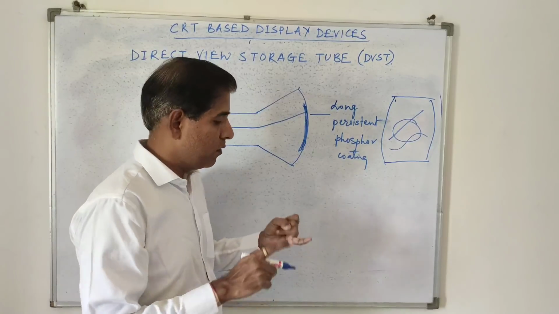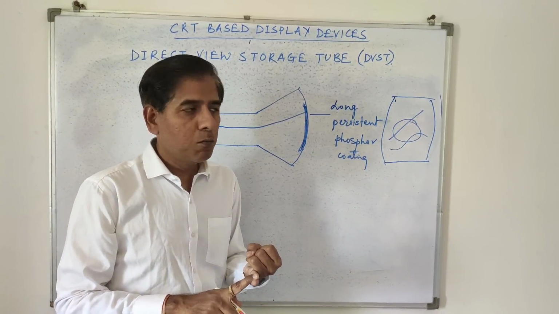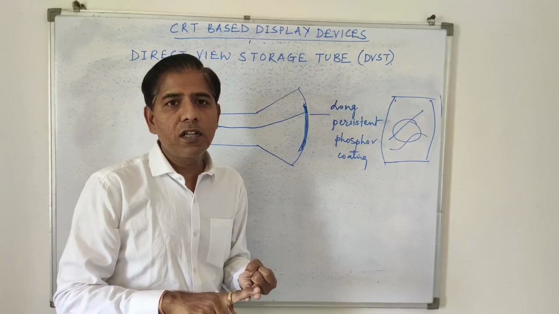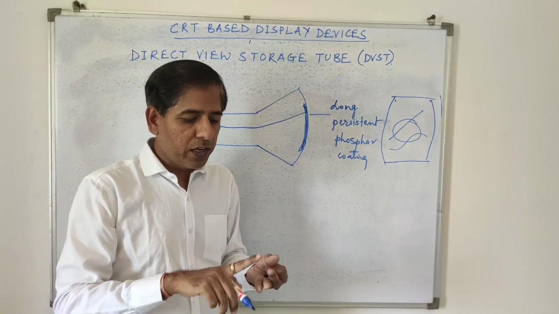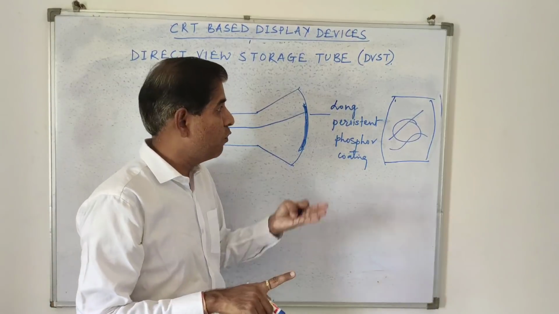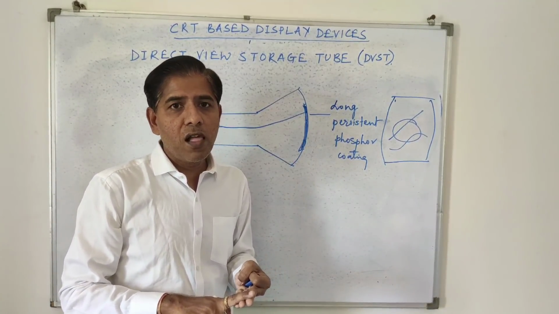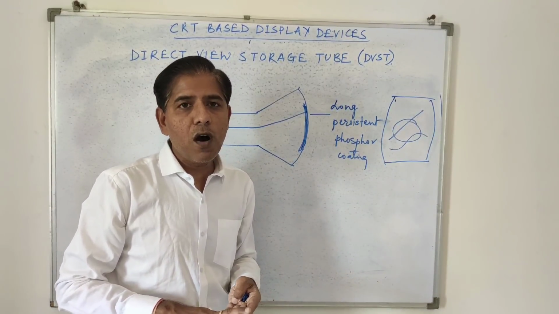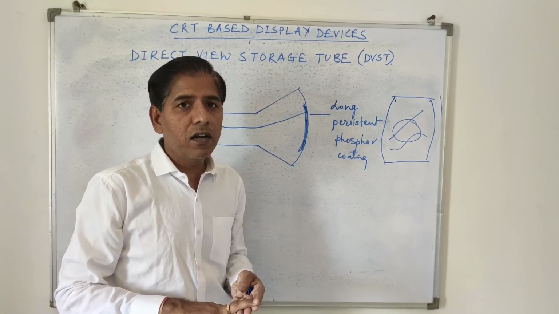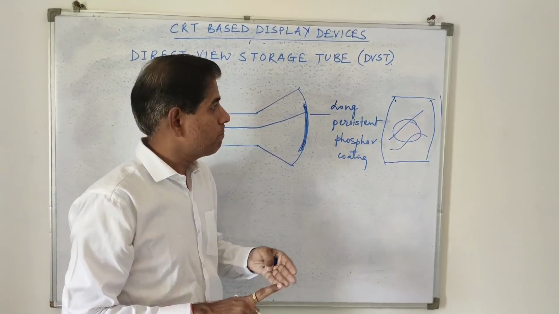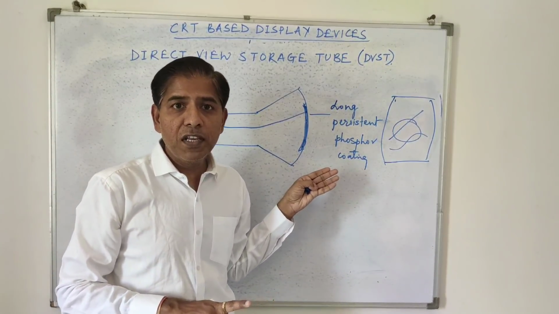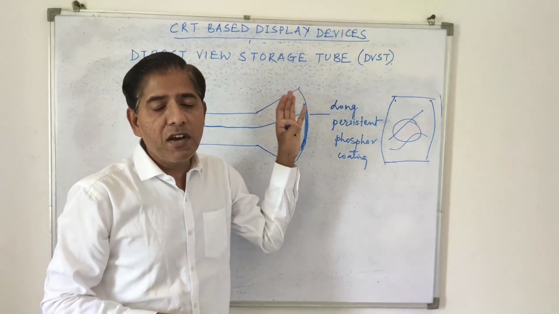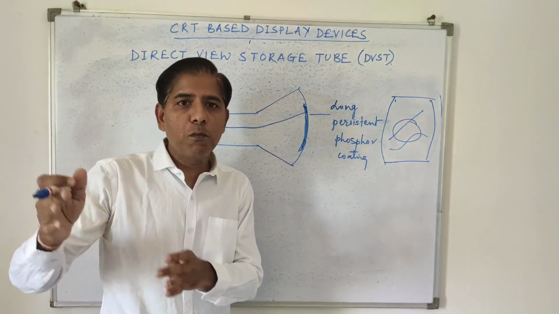So DVST is direct view storage tube. It has long persistent phosphor coating. Once an entity is drawn, it becomes difficult to erase. To erase an entity, we have to flood the screen with a certain voltage, or the entity would remain there for 1 to 2 hours, and then only it will diminish automatically. And it is a flicker-free device. This is a very old display device in the evolution of monitors.